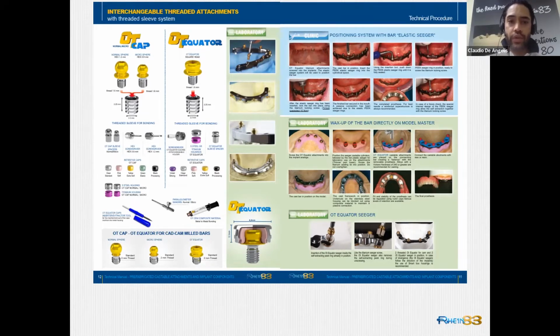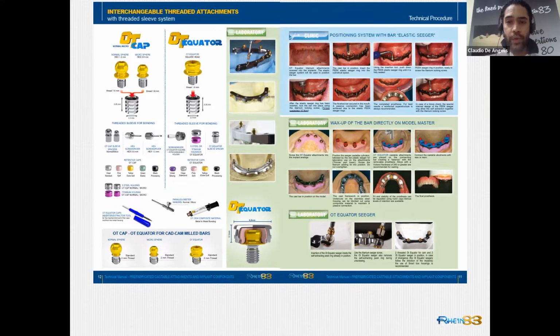Let's see the structure of the catalog and how you can use it at its best. In the white part, you can see the presentation of the attachment, and below it the accessories for this specific attachment.